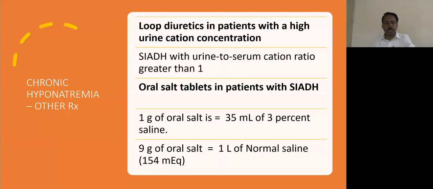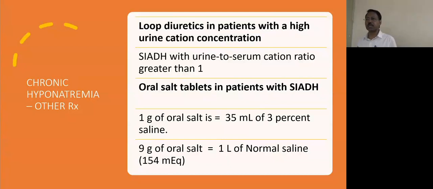Other treatment: loop diuretics in patients with high urine cation concentrations. If the urine to serum cation ratio is greater than 1, there's a role for loop diuretics. Oral salt in patients with SIADH: 1 gram of oral salt is almost equivalent to 30 ml of 3% saline, and 9 grams of oral salt is almost equivalent to 1 liter of normal saline. So these are the oral considerations.